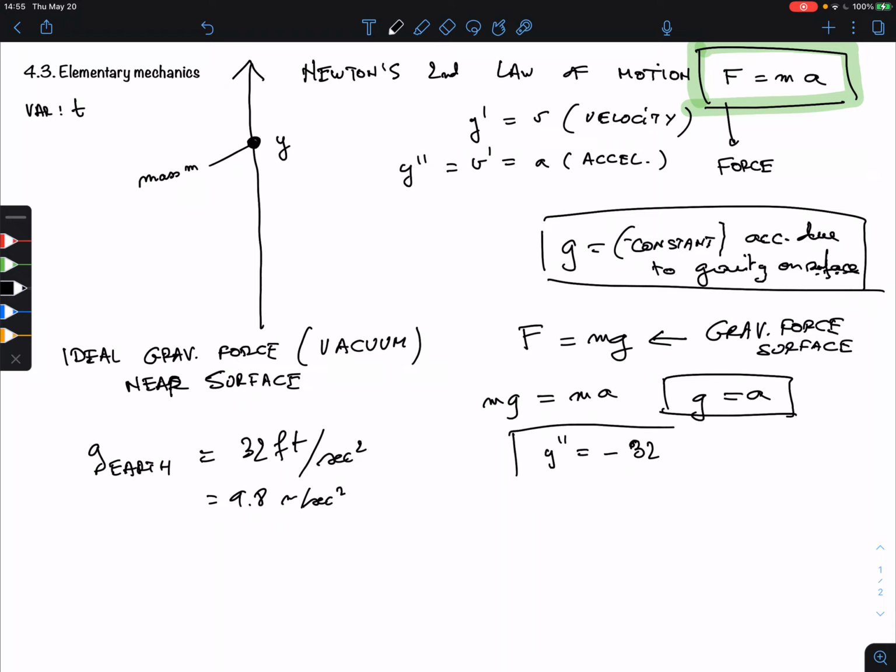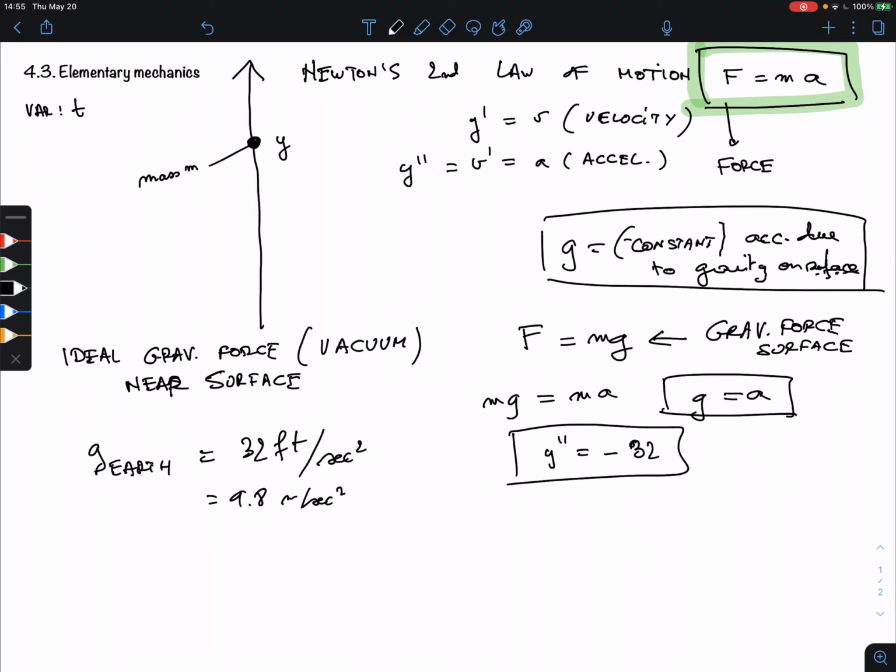Now, this is a differential equation that governs the free falling motion. Ideal gravity force, they call this also free falling. And this is something you solved in Calc 1. It's just an antiderivative problem. Of course, it's a double antiderivative problem, because you have to first do it once and then twice. Okay?